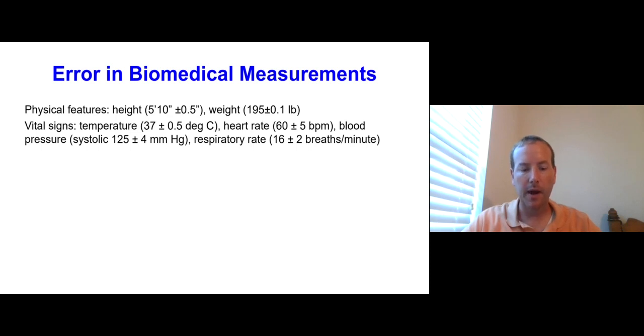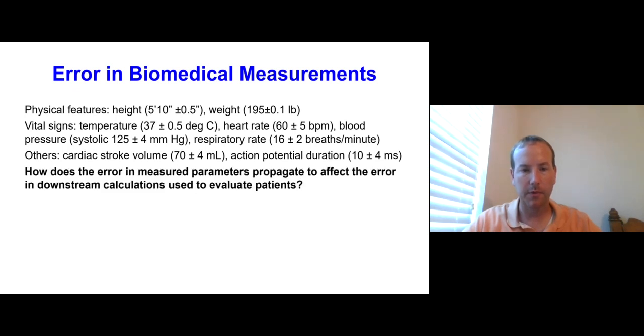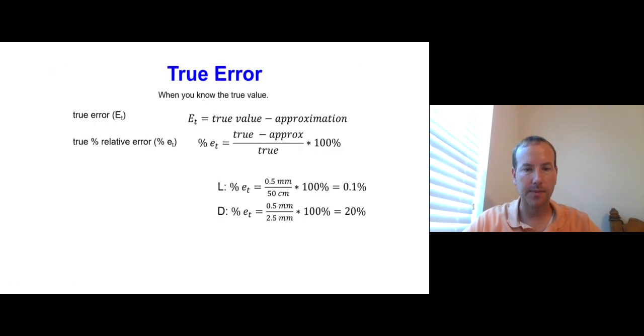And normally when we calculate through an equation, we neglect that uncertainty or that error. But today we're going to be looking at how we can incorporate the error or uncertainty into our predictions, which can be quite powerful. So we're asking ourselves, how does error in the measured parameters, such as the range of stroke volume, affect the error in downstream calculations that might be used to evaluate patients?